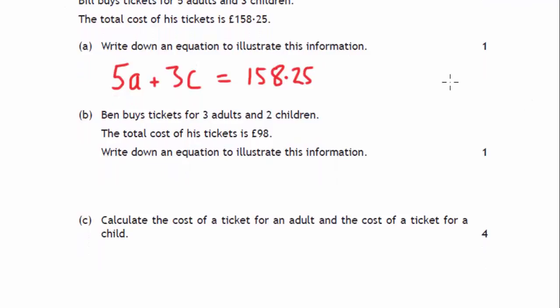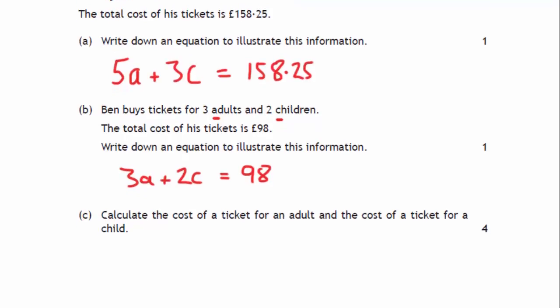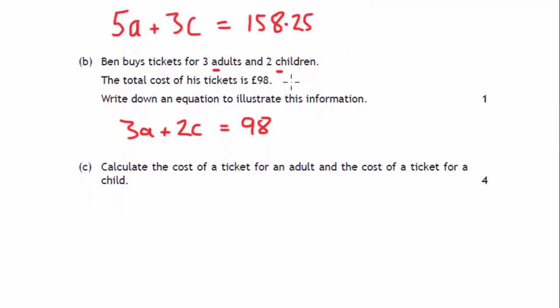You then have a wee look down there, and they're saying Ben buys 3 adult tickets and 2 children tickets. So we just say that's 3A plus 2C equals 98. Quite often, if they're not telling you, they might say make one X, make one Z, but just take the first letter of each type of ticket. Then this is the simultaneous part, they're wanting you to actually calculate this.